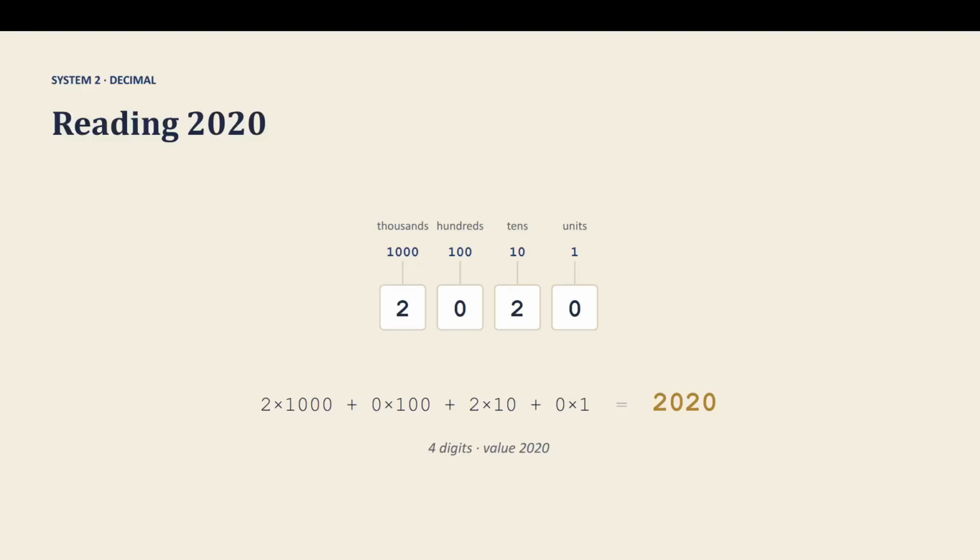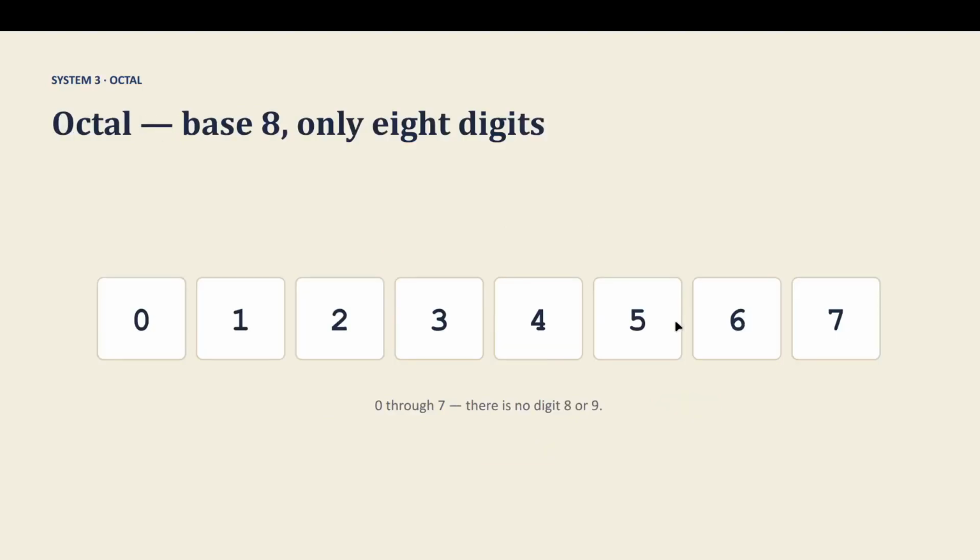This system is convenient for us because we have 10 fingers. But is that really the reason? Who remembers how long they spent learning to count? Or rather, how many years? In kindergarten and the early school grades. If we had fewer fingers, we would count differently. Let's look at another number system, based on 8 digits.